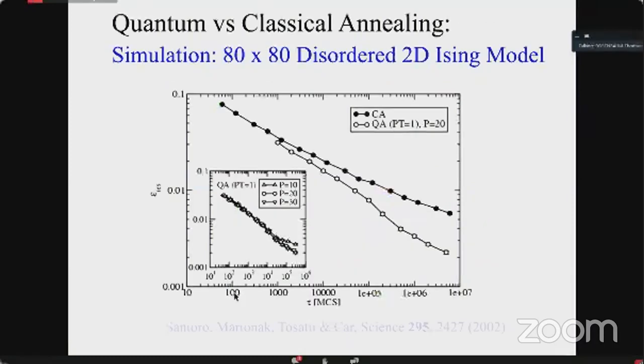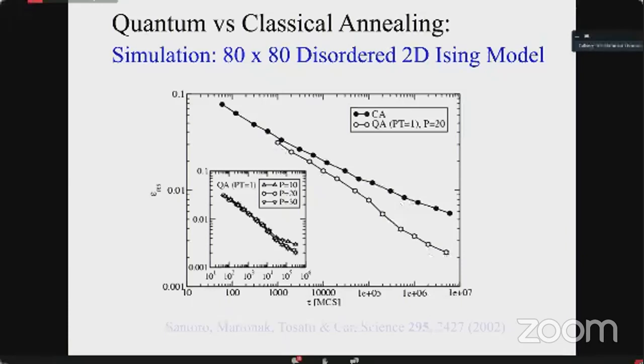Now, this led to a number, and this is old work. I know that, and I've learned in this conference already, a lot of more modern work. One of the first simulations here that came out a couple of years after our experiments was Santoro et al., Roberto Car's group, with an 80 by 80 disordered 2D Ising model. And you can see here, they did basically a classical number of Monte Carlo steps. This is the ground state energy. You wind up with the classical annealing result compared to the quantum annealing. You see the quantum speed up, although this is a 2D system. You do not see, however, you still see a power law dependence.